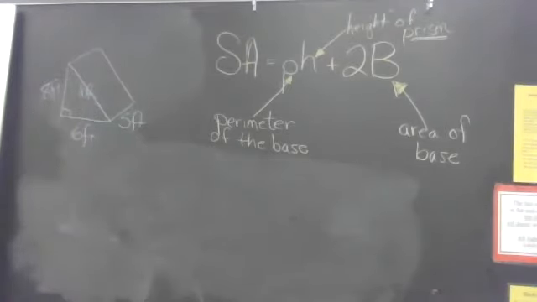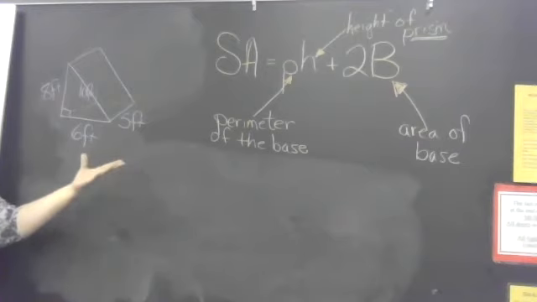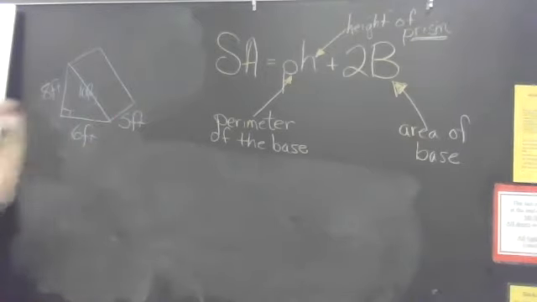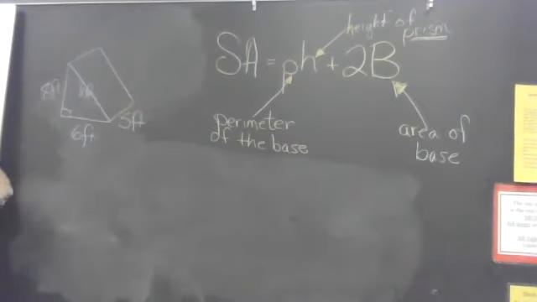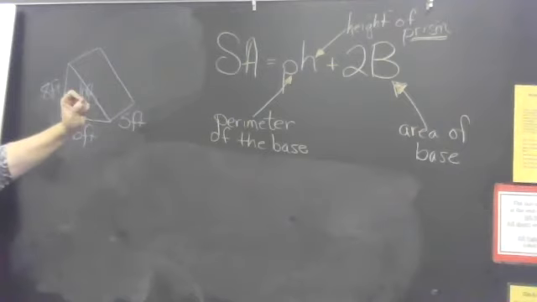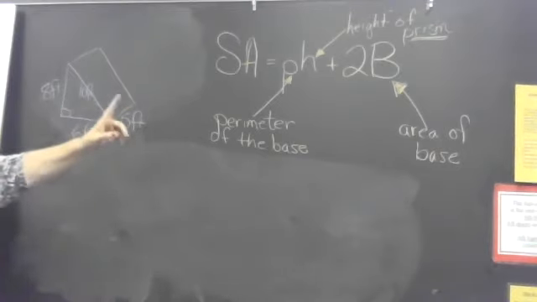Okay? So my instructions, like they will be on the test: find the surface area. Believe it or not, that's what you find. Surface area of a prism is to find the perimeter of the base, and then we're also going to have to find the area of the base in that formula.